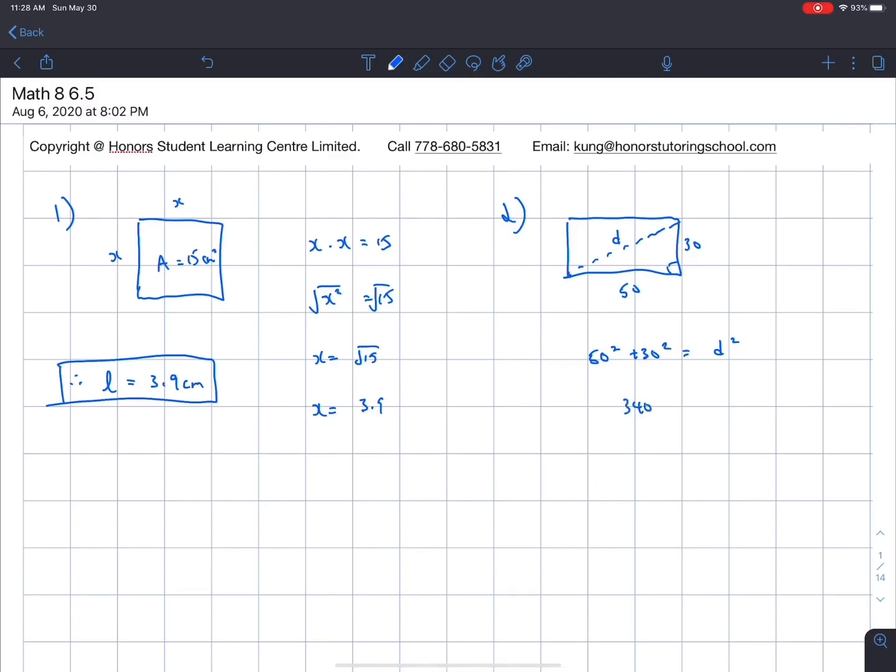So 3400 equals D squared, and then we square root both sides. We get D equals 58.3, and this will be in millimeters.